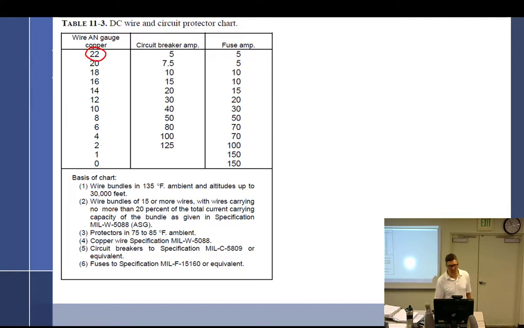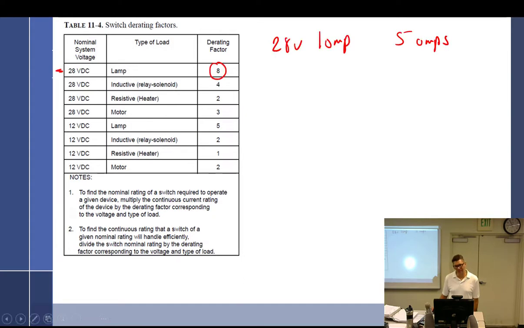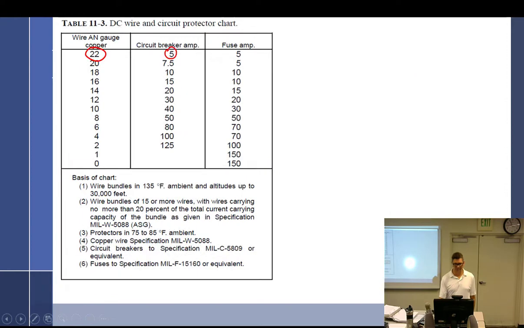Working off this chart, that would make sense. So you would have picked a 5 amp breaker. Yep. But now we say, wait a minute, it's a lamp. Derating factor of 8. So we have to multiply that 5 times 8. We get 40. So we will now select a 40 amp circuit breaker, and we're picking a circuit breaker, not wire.